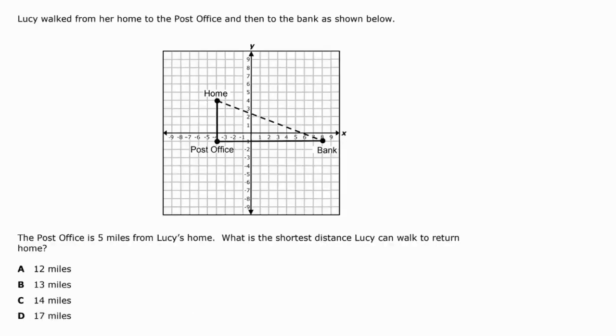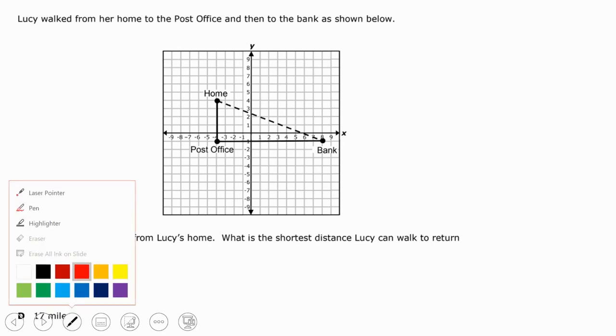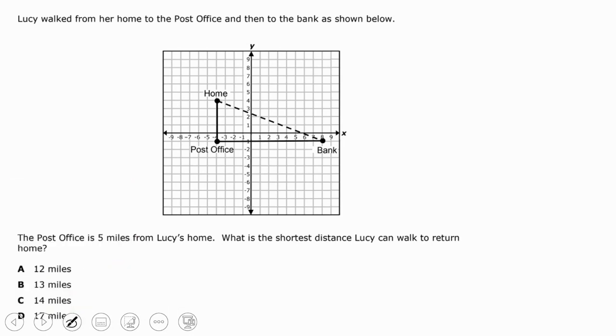Okay, in this example, they already went ahead and they plotted the points for us. So it says Lucy walked from her home to the post office, then to the bank as shown. So she went from her house to the post office, then to the bank. It says the post office is 5 miles from Lucy's home. So here I can see I have 1, 2, 3, 4, 5 units, and they're counting it as miles. So that's the units that we're going to use.